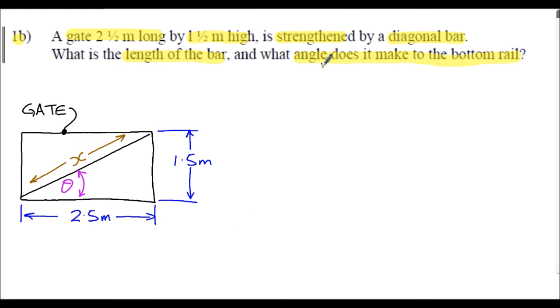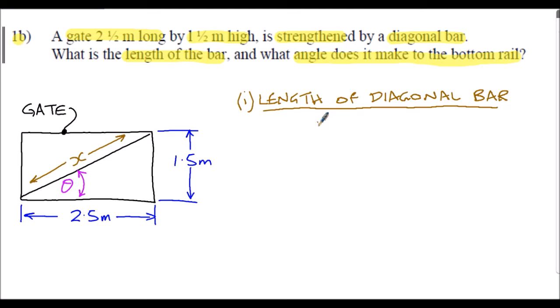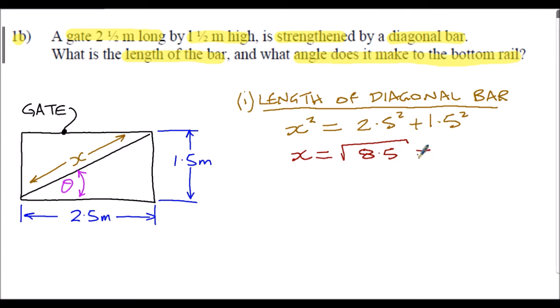So firstly, let's calculate the length of the diagonal bar. To do this, I'm going to use Pythagoras' theorem. Pythagoras' theorem states that the square of the hypotenuse, that's labelled x in this case, so x squared, is equal to the sum of the squares of the other two sides. So in this case, the other two sides are 2.5 squared added to 1.5 squared. So therefore, x is equal to the square root of 8.5, which is equal to 2.915 meters.